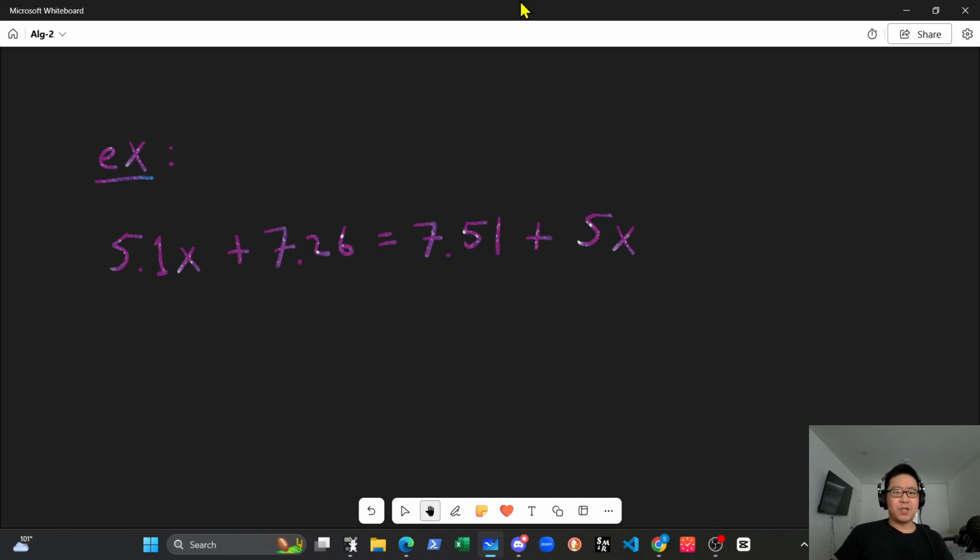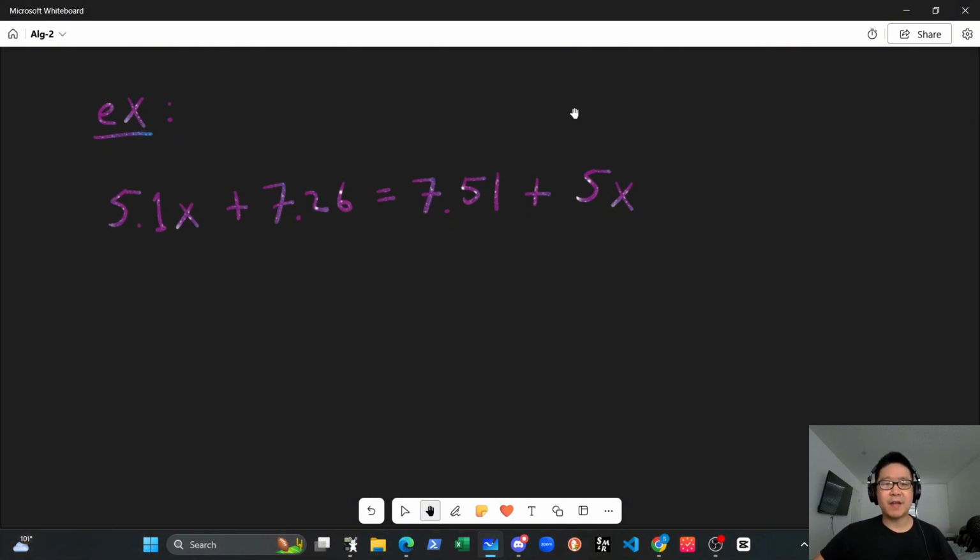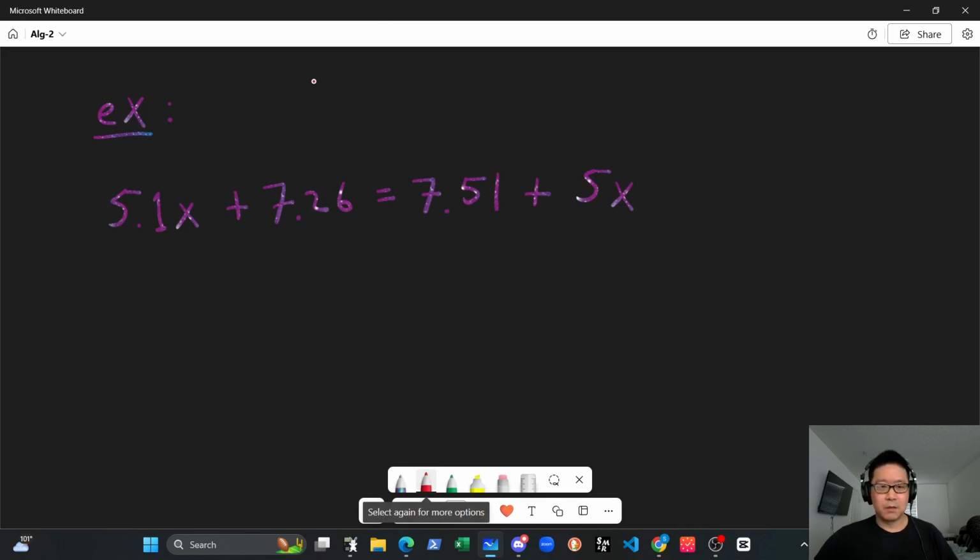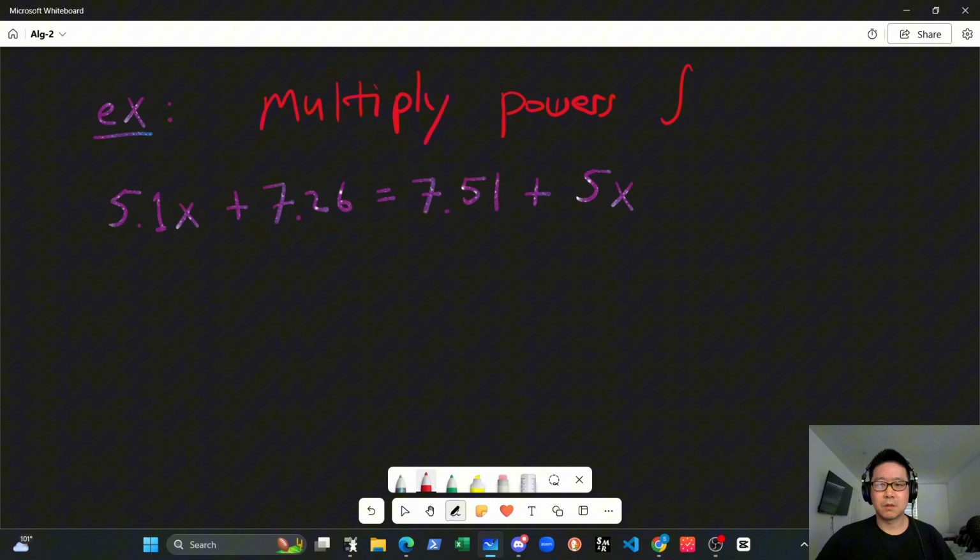Next, we have an equation that's riddled with decimals. So with decimals, the idea is the same. We want to get rid of the decimals. And we do that by multiplying. So we clear the decimals by multiplying by powers of 10. The power of 10 is going to be determined by the largest number of decimal places we have.